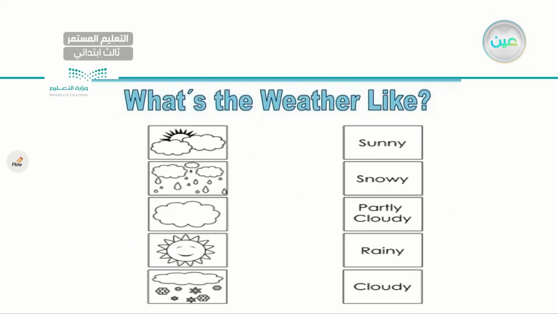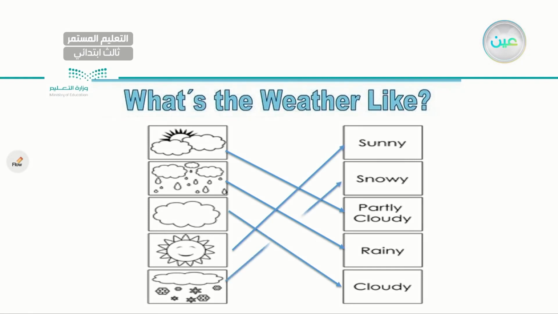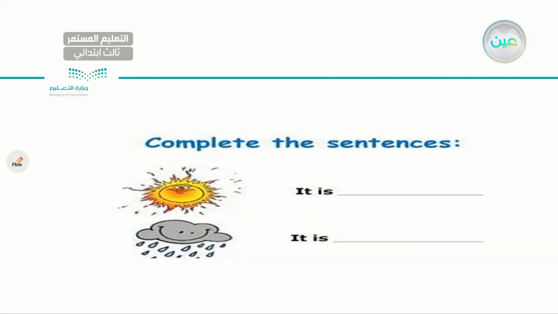Now, also I have this picture. As you can see, I have the pictures to your left, and I have the words. Starting from the first one, partly cloudy. Next, I have rainy. Very good. Next one. Now I have sunny, snowy, and cloudy. Very good. This one is cloudy. Now I have sunny and snowy. Very good. That one is sunny, and the last one is snowy. Very good, my dear student.